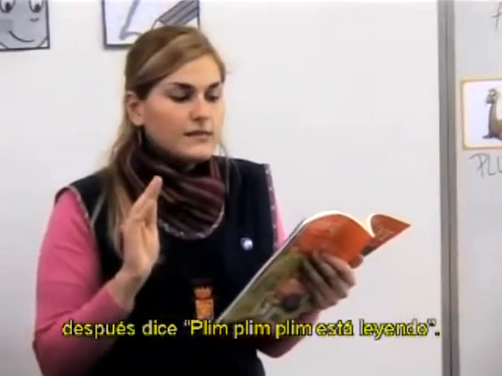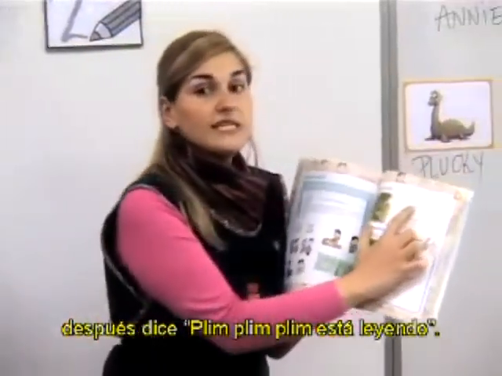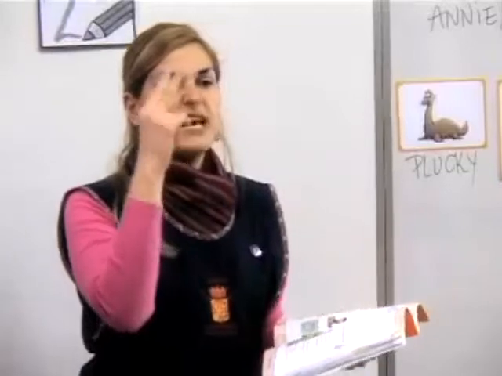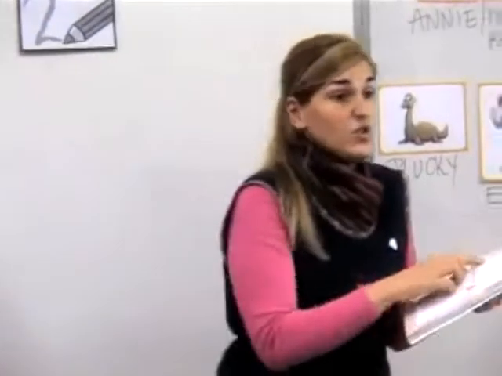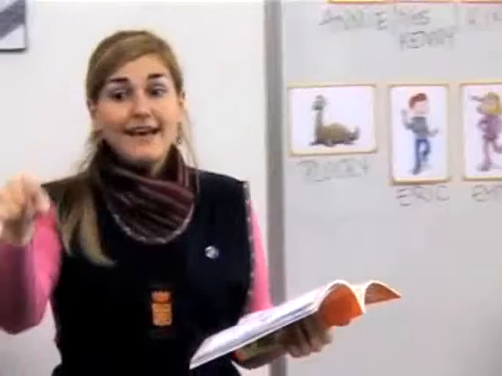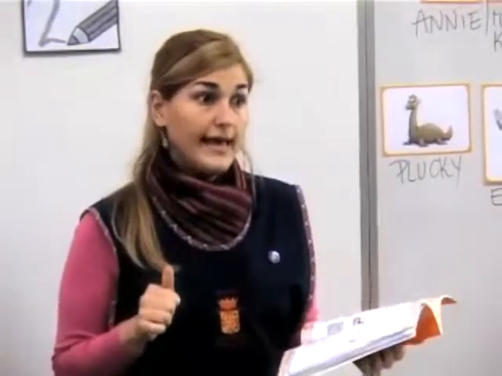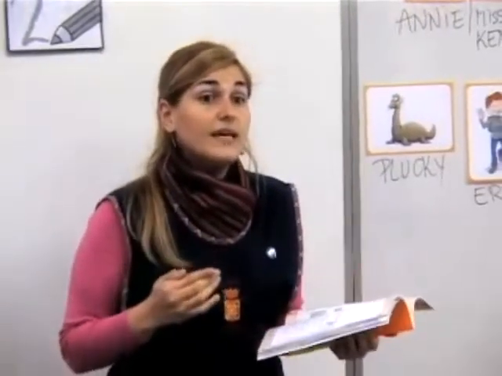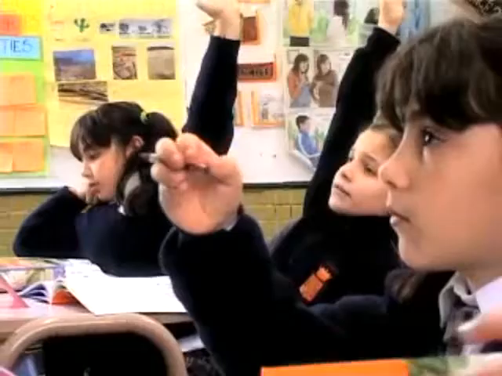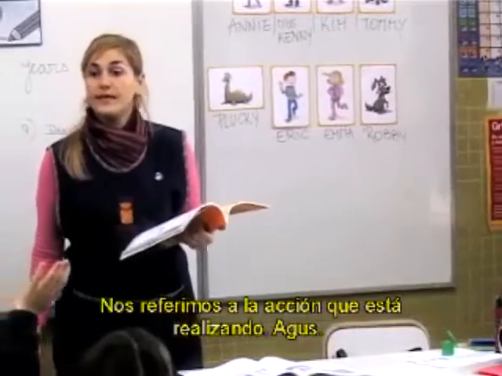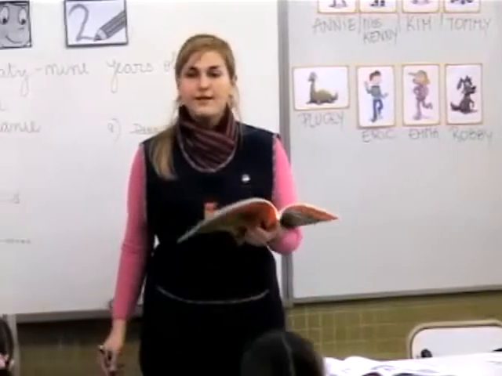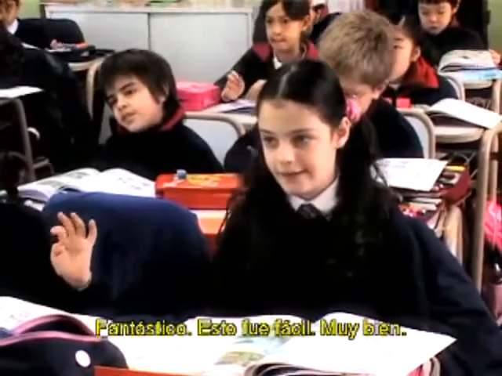And then it says blim blim blim is reading. ¿Ponemos dos veces la misma información en un texto? No conviene que repitamos la información porque el texto va a ser uno solo. Entonces, la idea de Agus está ok. Pero si después ya tenemos que they are reading, que the girl is reading, mejor ponemos otra cosa. We are referring to the action he is performing. Agus. Fantastic. This was an easy one.